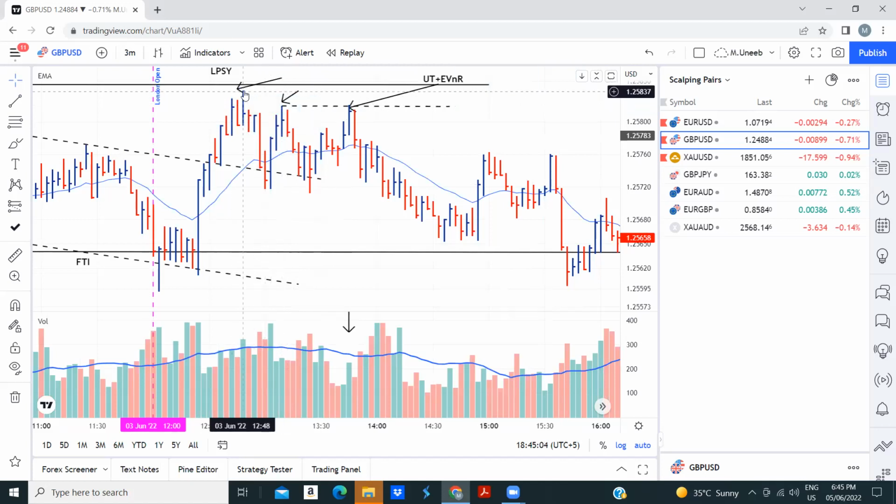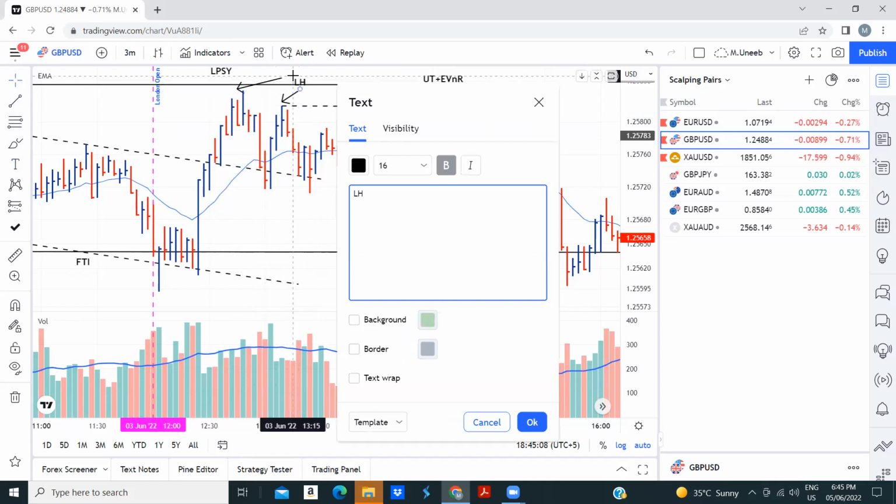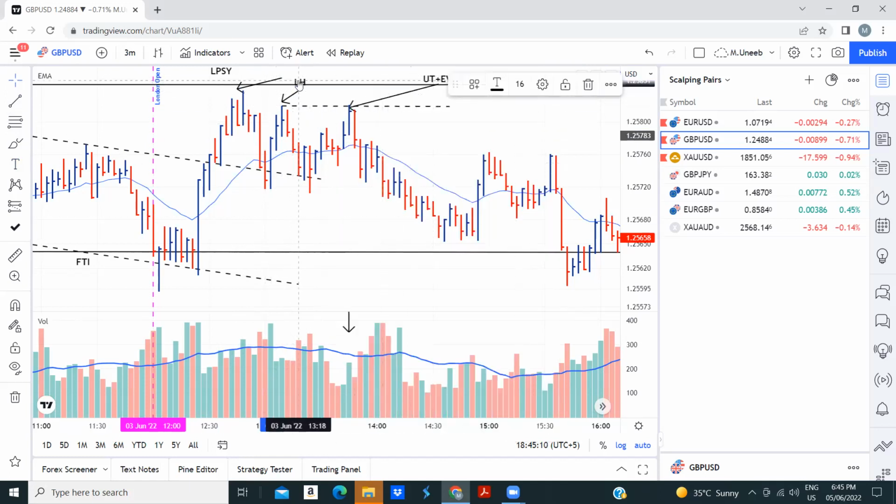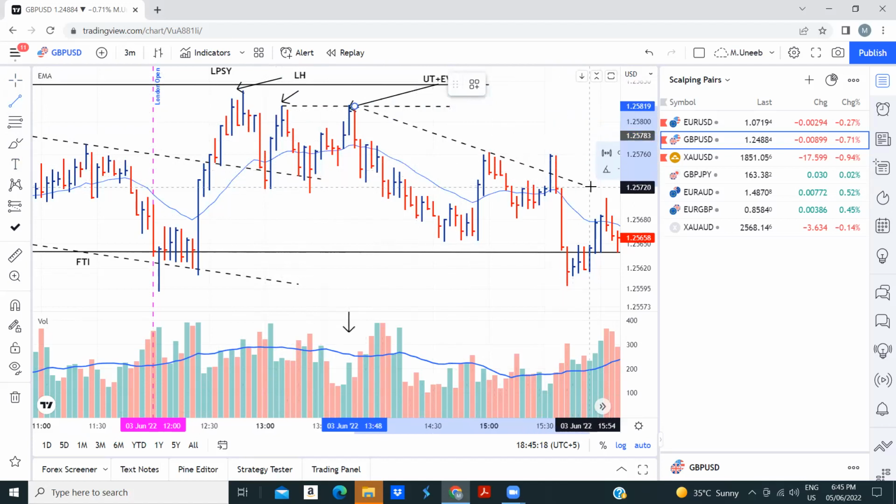This is, of course, this is lower high, as I told you, lower high. And when I told you, whenever you observe the lower high, what you can do, you can draw another trend channel like this by choosing these two.